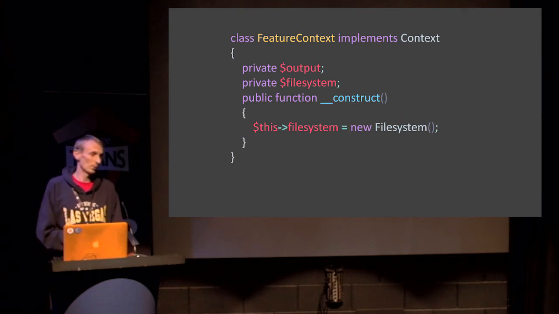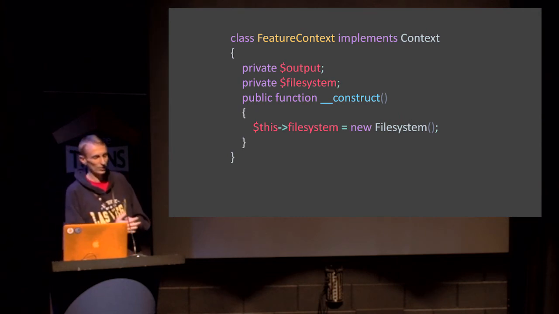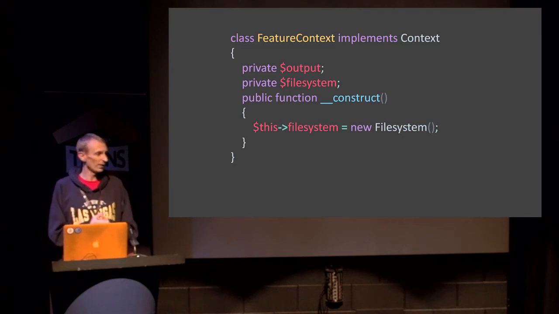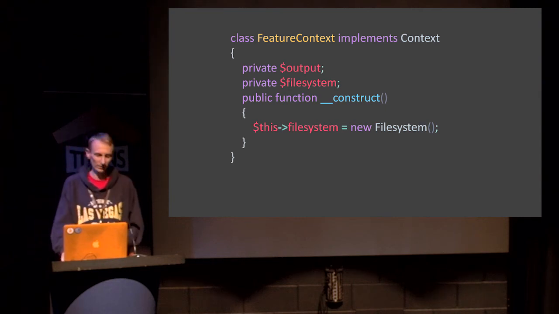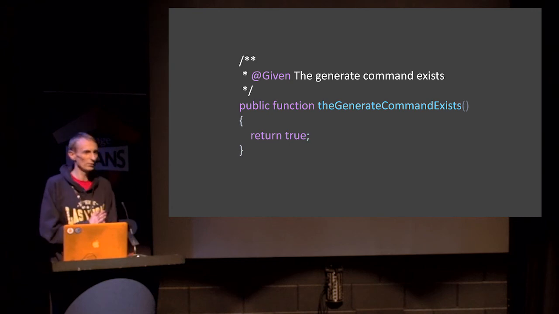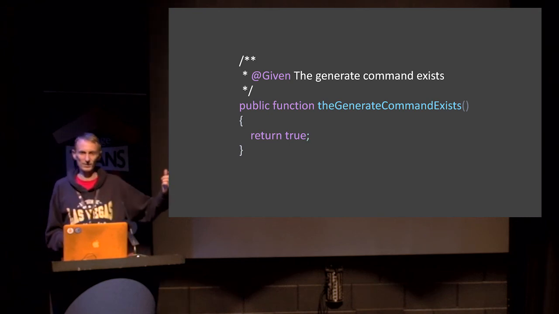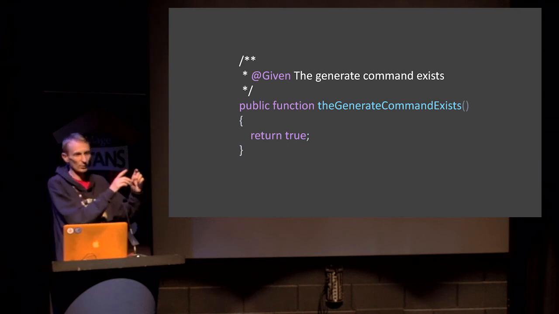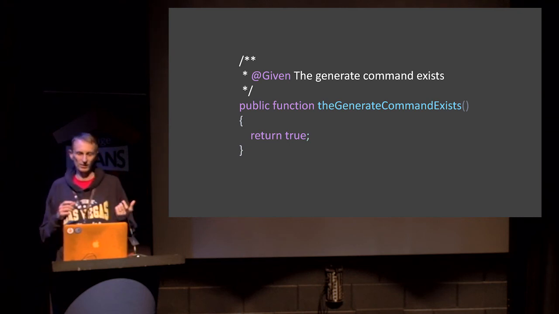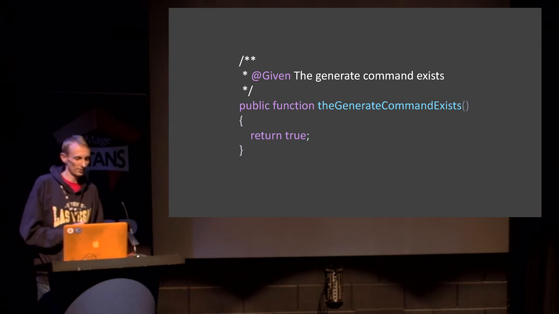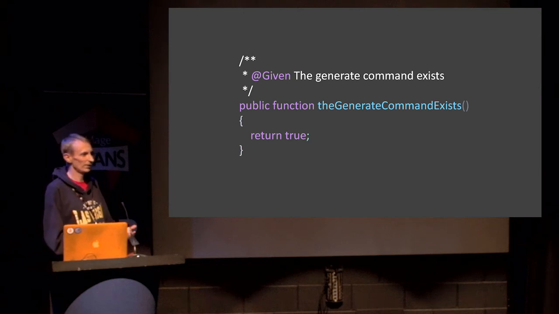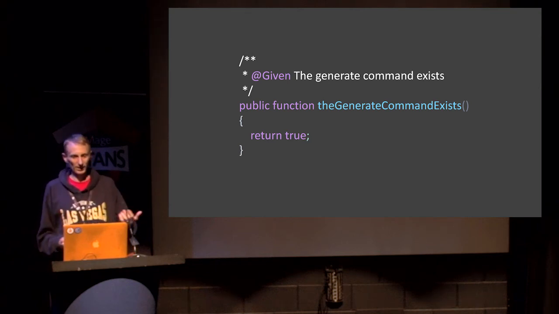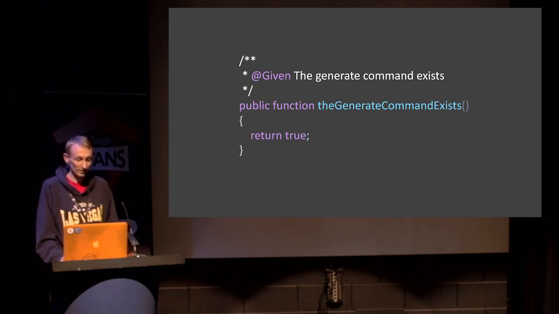So our feature context has to implement the context. Inside of our constructor, we're just going to create a variable of output and a variable of file system, and we're going to construct the new file system object just for use inside of our testing feature context file. How Behat works is it uses reflection to have a look at the annotations of each of our methods. So inside of our feature file, the given, when, then actually maps to the feature context file using the annotation that we can see for each of the methods. And then the method gets executed. So here for the generate command exists, instead of actually checking that the command exists, we're pretty confident in using Magento's framework to implement our argument. So we're just going to return true cheekily.